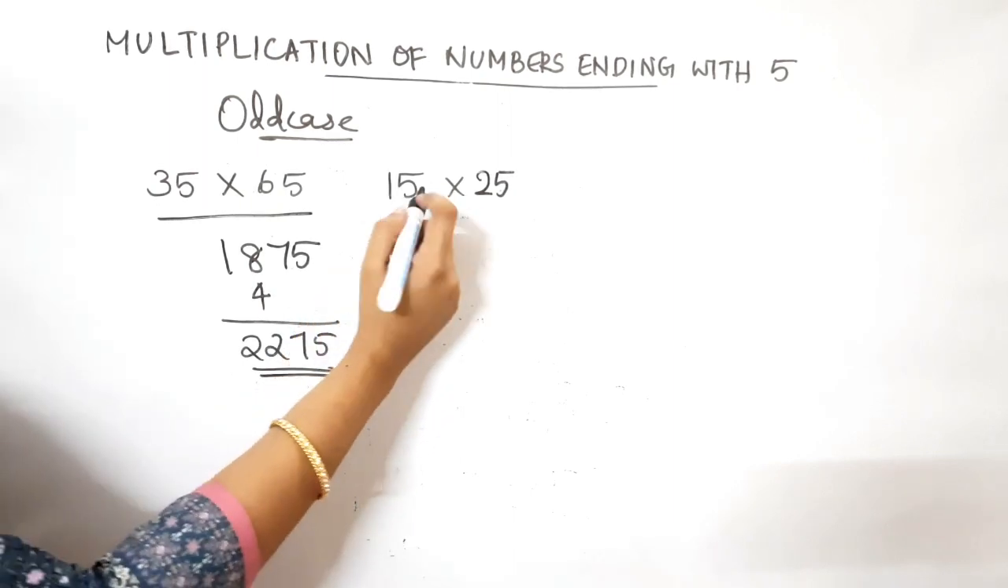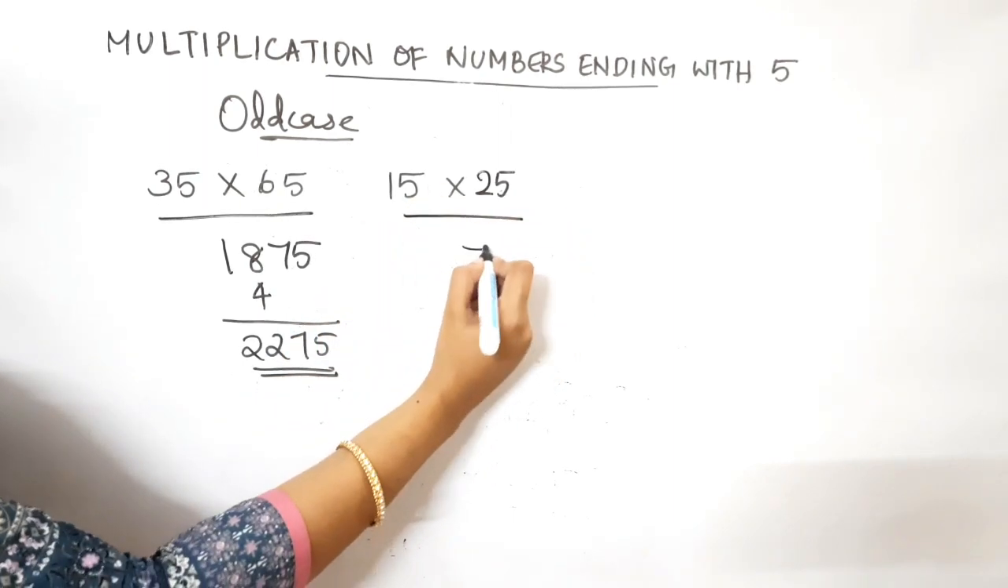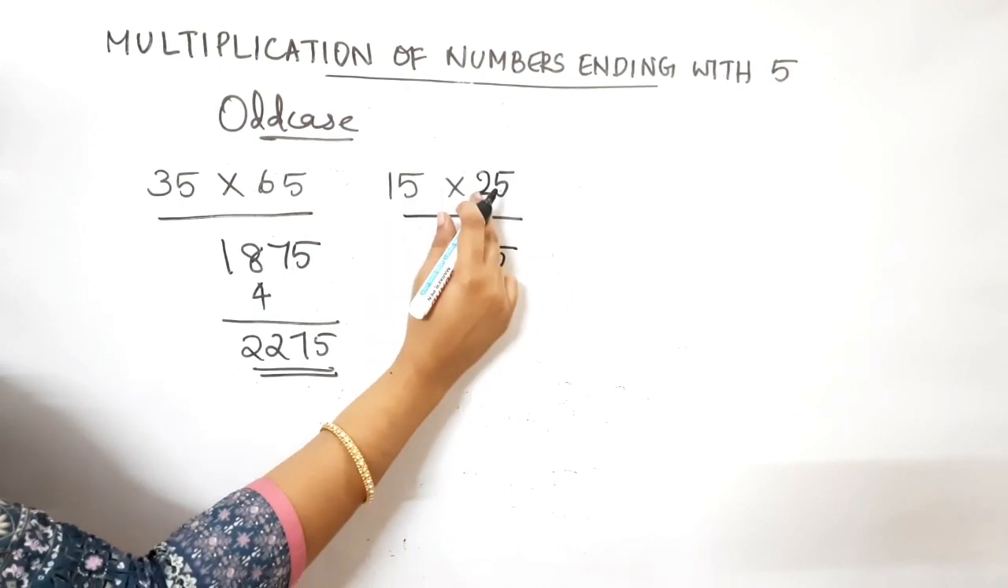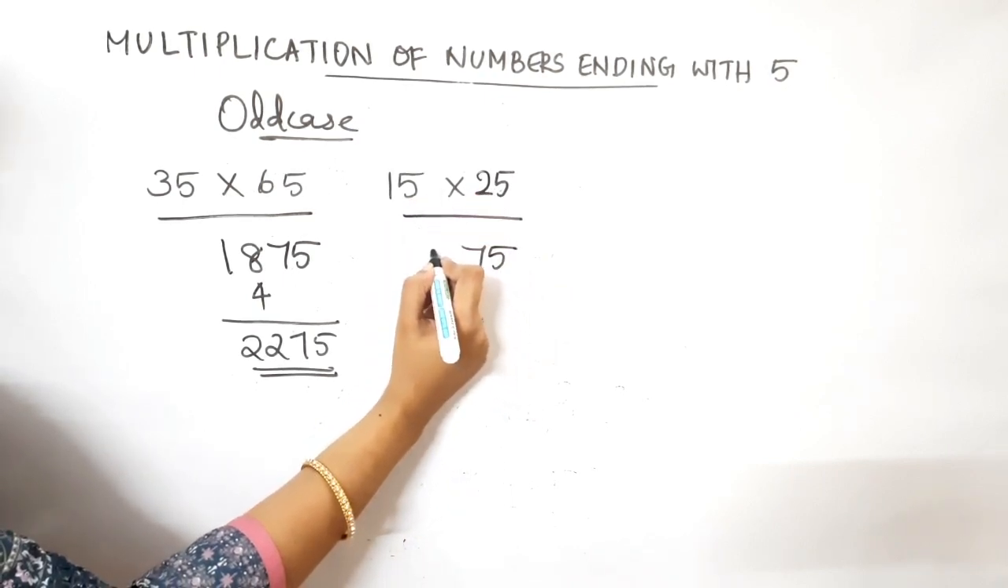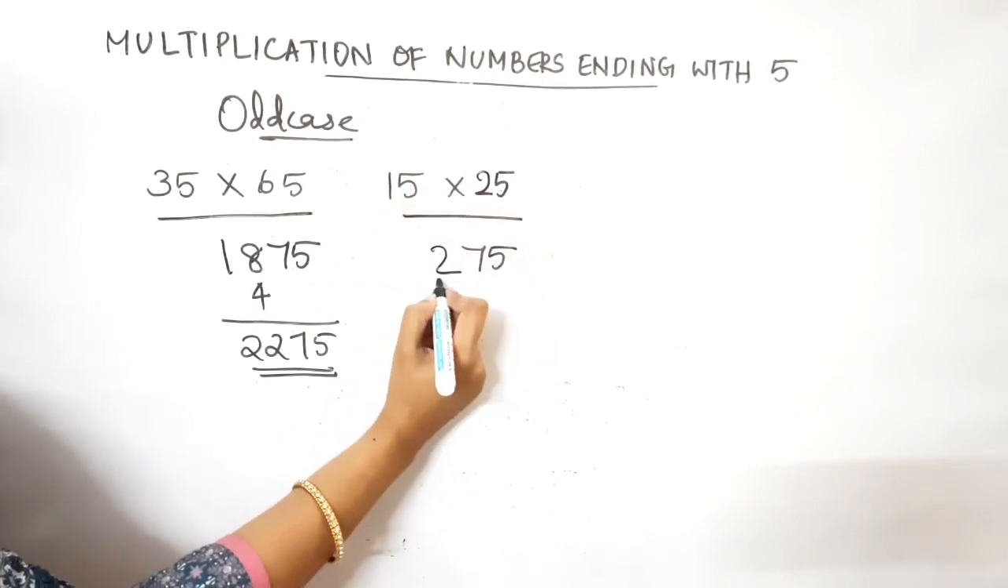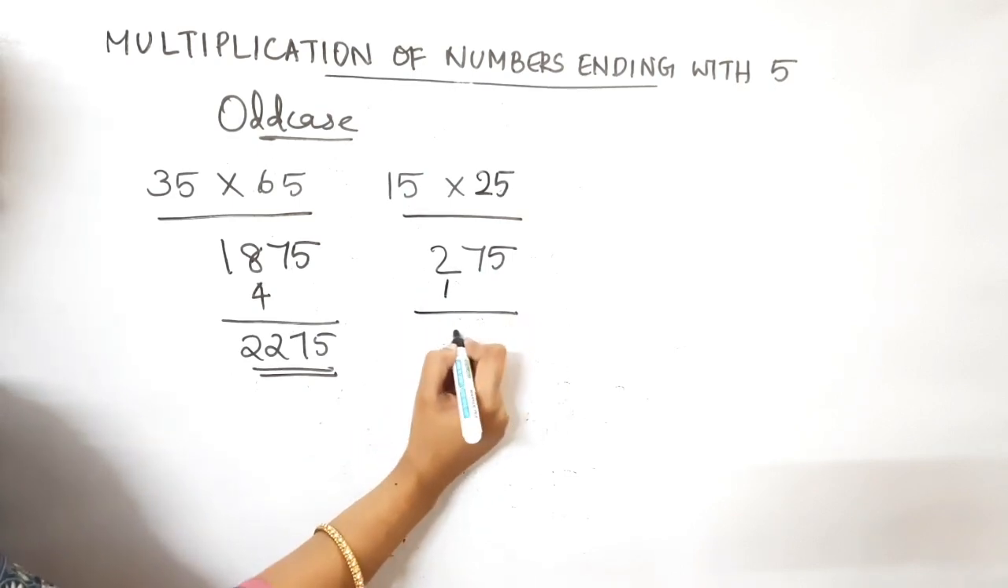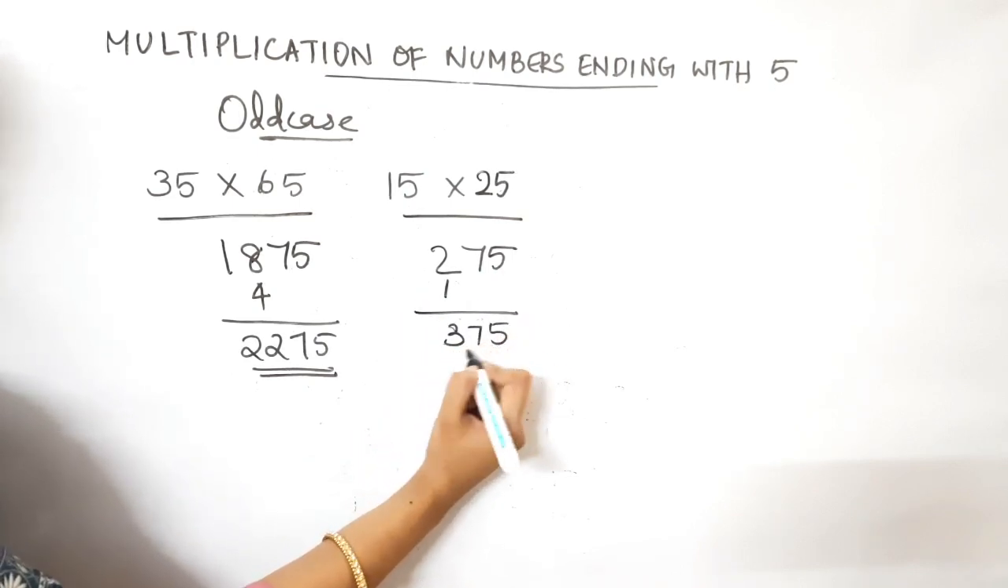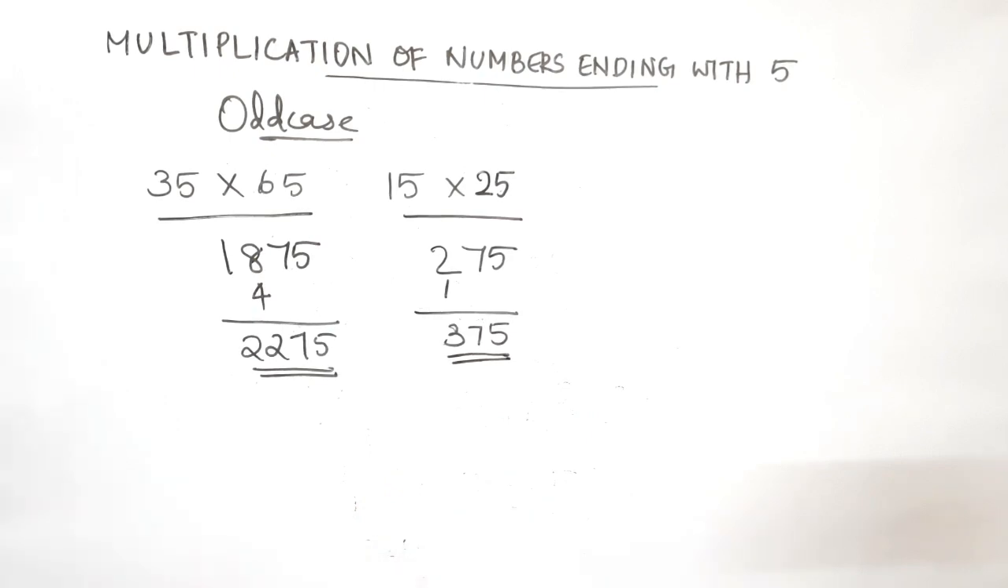Let's take another example, 15 into 25. The last digits will be 75. 1 into 2 is 2. 1 plus 2 by 2, which is 1.5. That is, we'll take it as 1. So the answer is 375.